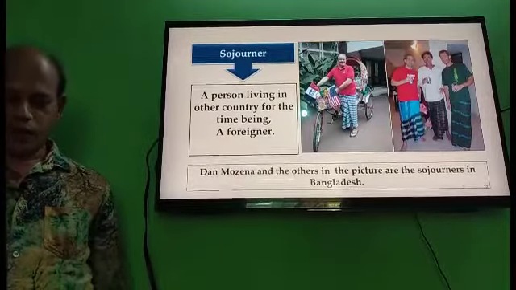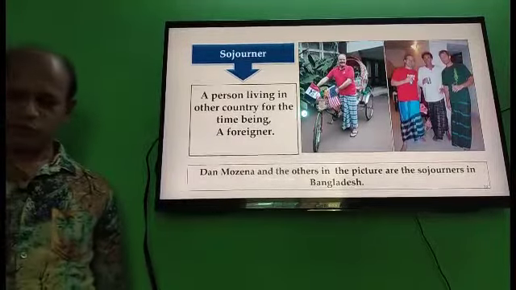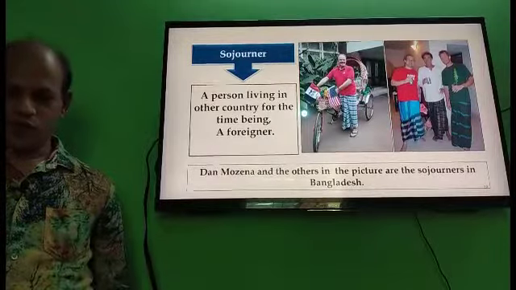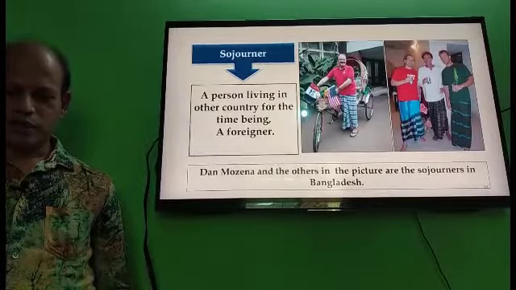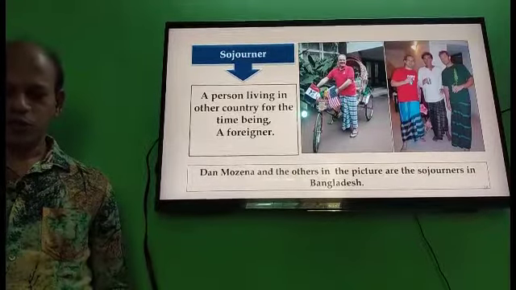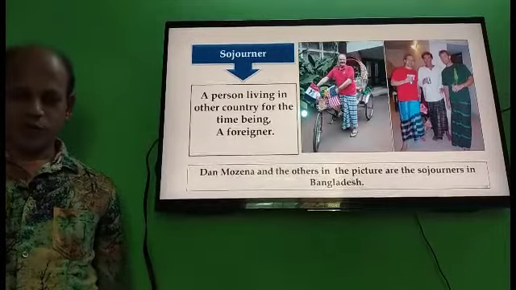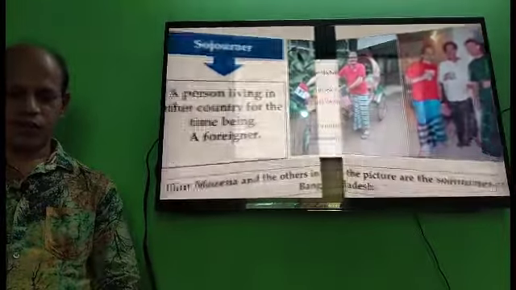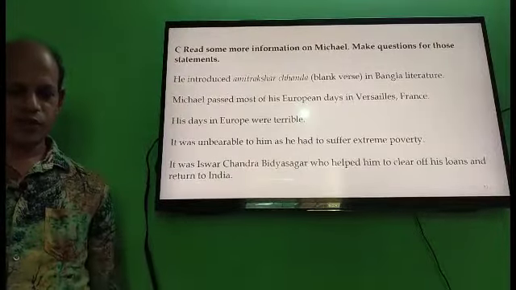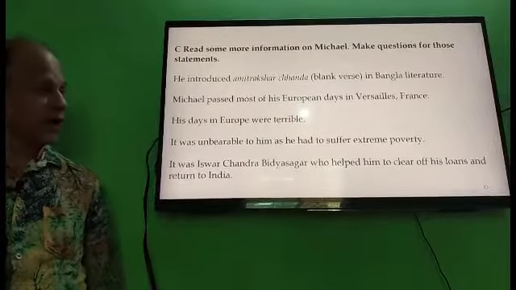Okay, you will read the text to answer some questions. Before doing this activity, let me show you another activity from your English text, English EFT. Some information is given there in section C, you see, about Michael.